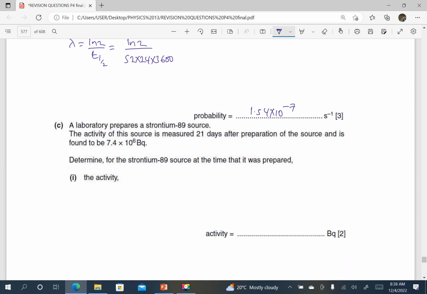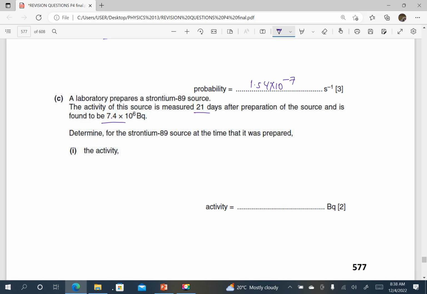The laboratory prepares strontium-89 source. The activity of the source is measured 21 days after preparation of the source and is found to be 7.4 times 10 power 6. That is after 21 days. Determine for the strontium-89 source at the time that it was prepared the activity. So activity is equal to A naught e power negative lambda t. After 21 days, the activity has been given as 7.4 times 10 power 6. So we want the initial activity.